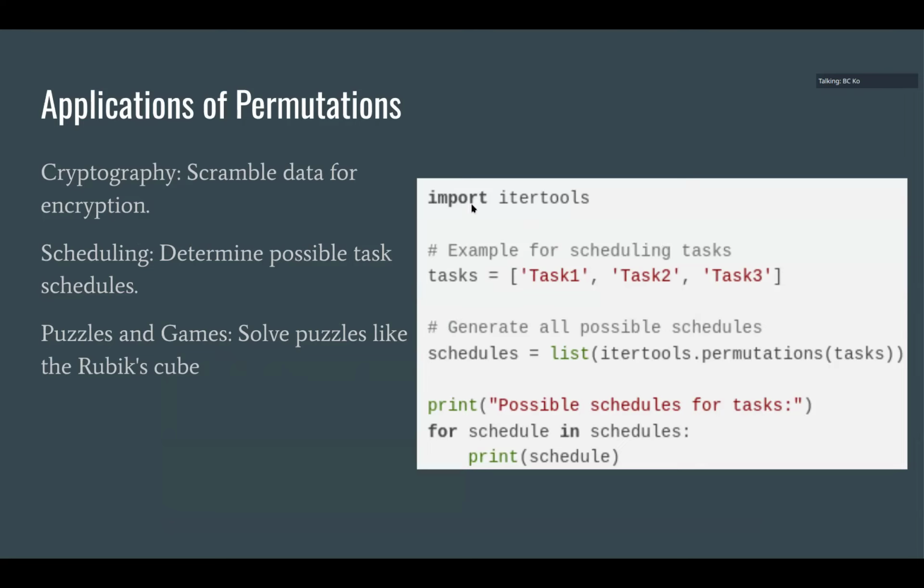Here is a scheduling example. We will import the itertools module, and here is an example of a list of tasks containing task 1, task 2, task 3, and you can generate all possible schedules by finding all permutations of the tasks using itertools.permutations and converting the iterator to a list.